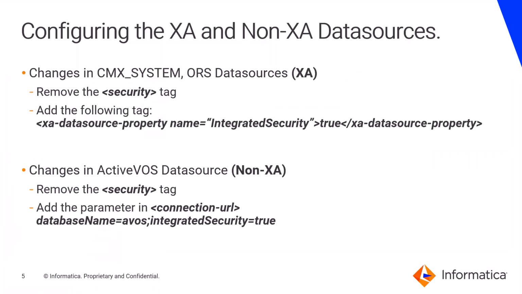Now, moving on to configuring the data sources. As we know, there are two types of data sources that are used in MDM, that is the XA and the non-XA. For the changes in the XA data sources, such as the CMX system and the ORS databases, we have to remove the security tag, and in place of it, we need to add the XA data source property tag with the integrated security flag. And for the non-XA data source, we need to remove the security tag, and we need to add a parameter in the connect URL, that is the database name and the integrated security tag.